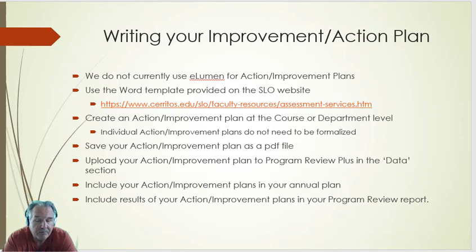So you create this action or improvement plan at the course level or at the department level. You can have an action or improvement plan at the department level if you so choose. And then save that action improvement plan as a PDF file somewhere where you can then upload it into Program Review Plus in the data section. This is then going to be available for when you prepare your annual plan and when you write your self-study report in your program review 6-year cycle. This will then bring it all together at the end.